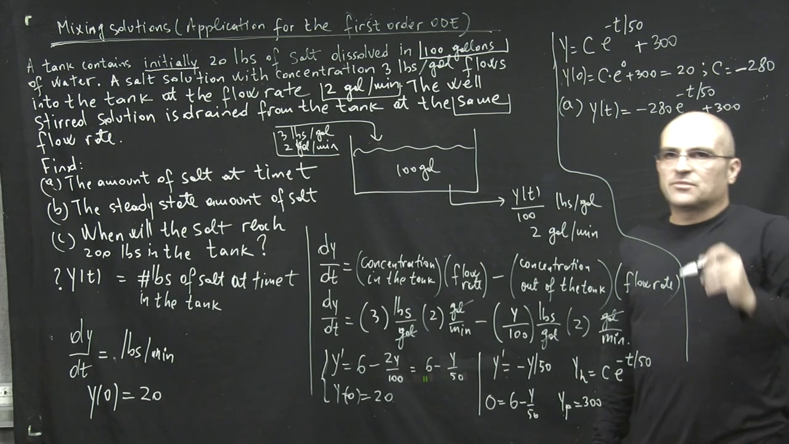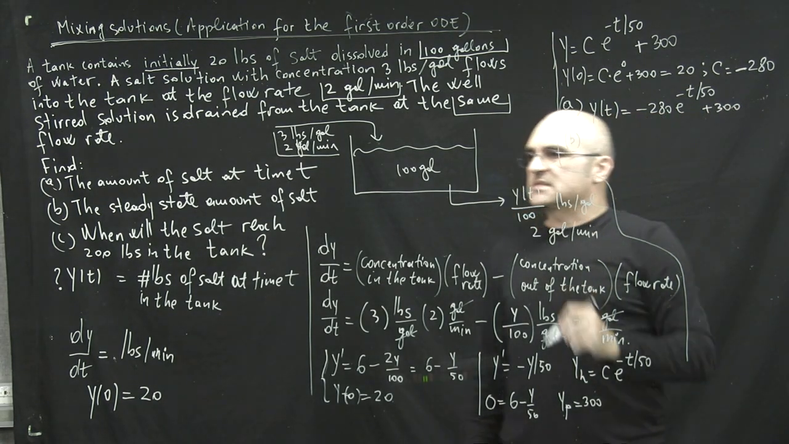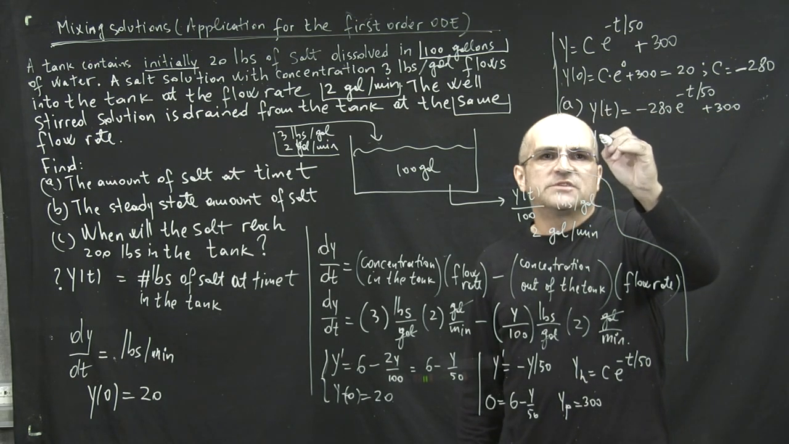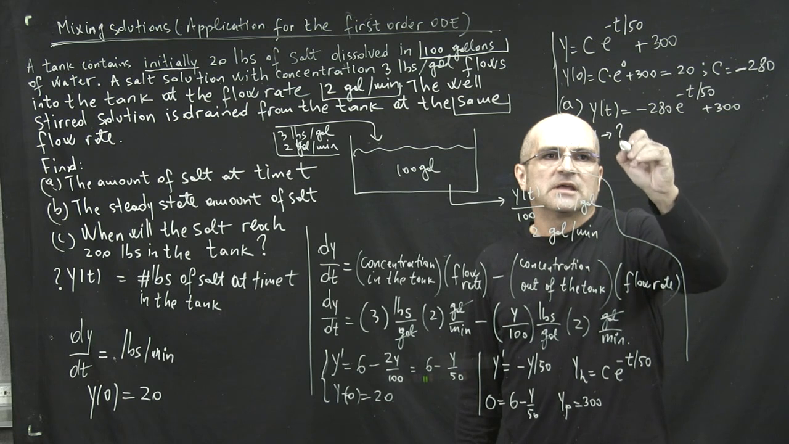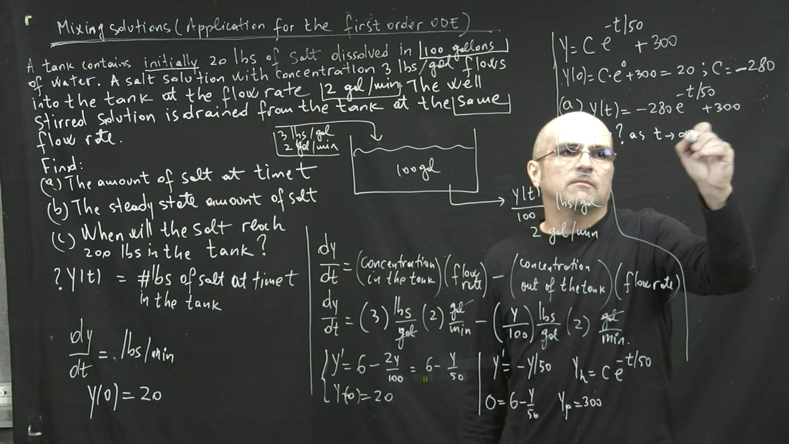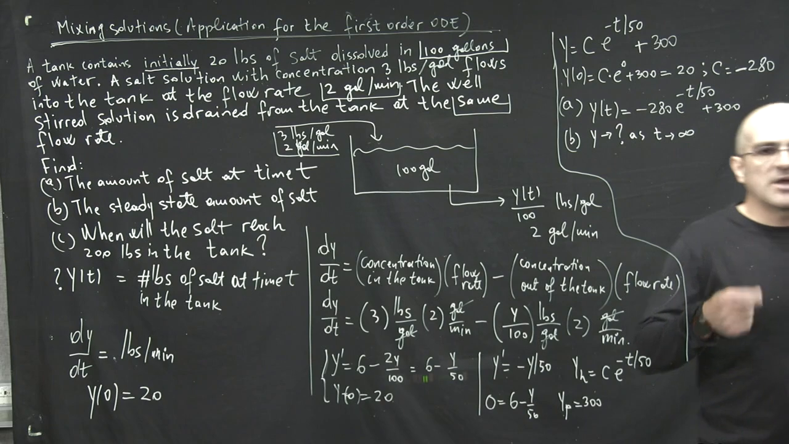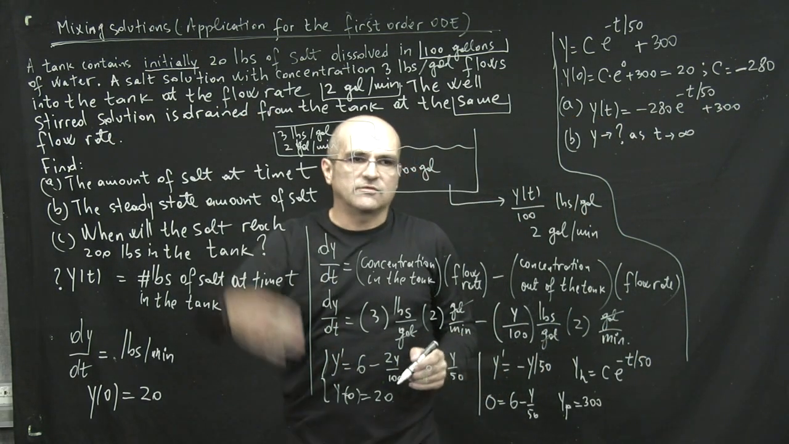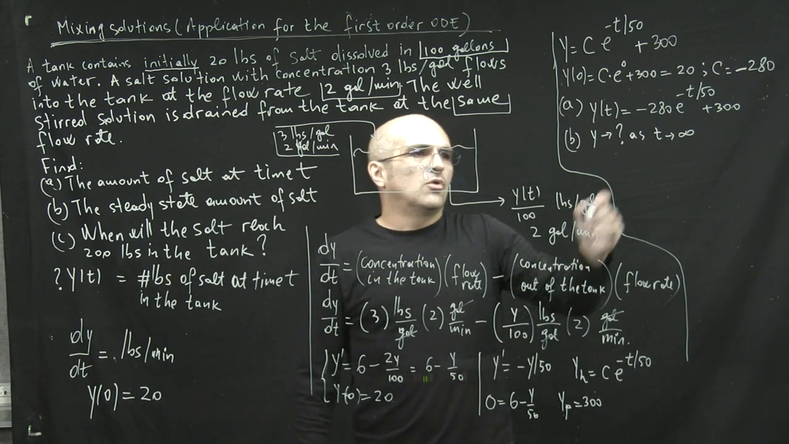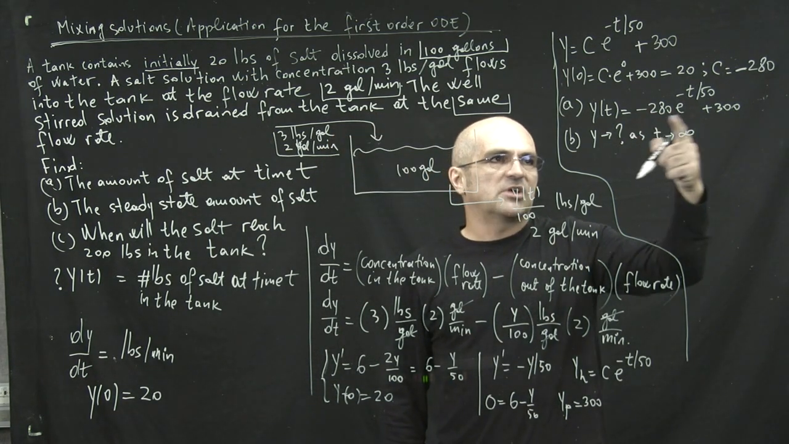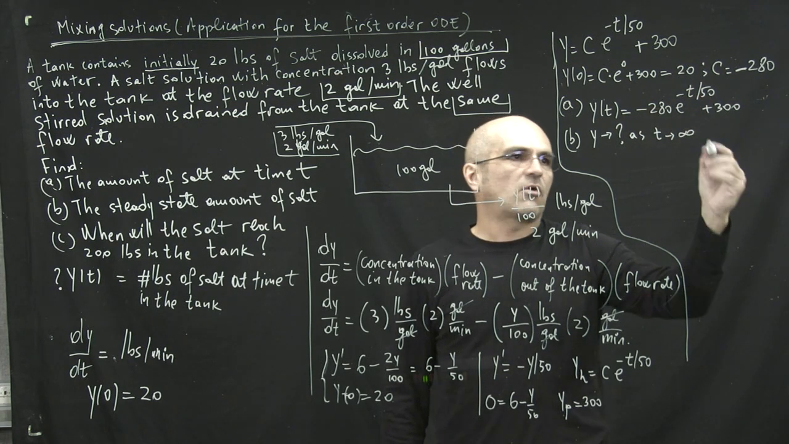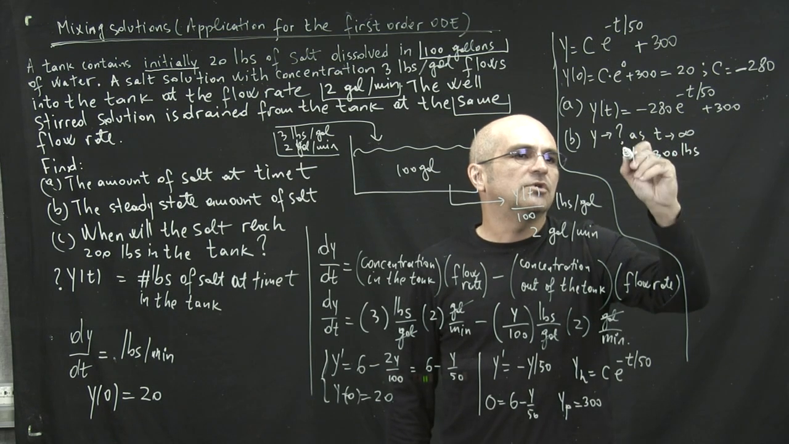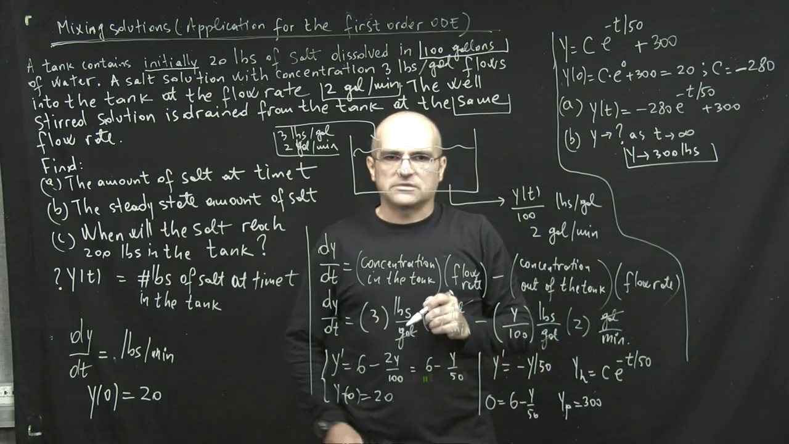Now, the second part of the problem was, what is the steady state amount of salt? So the steady state amount of salt is the limit of y of t as t goes to infinity. That means if you let the process go on for a long time, what is the limiting amount of salt in the tank? So notice that as t goes to infinity, the exponential approaches 0, right? E to the minus infinity is 0. So therefore, y will approach 300 pounds. So in the long run, you're going to have 300 pounds of salt in the tank.